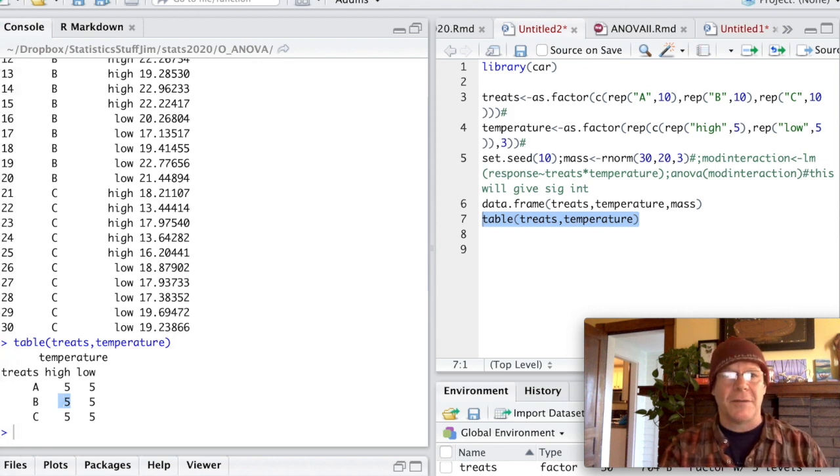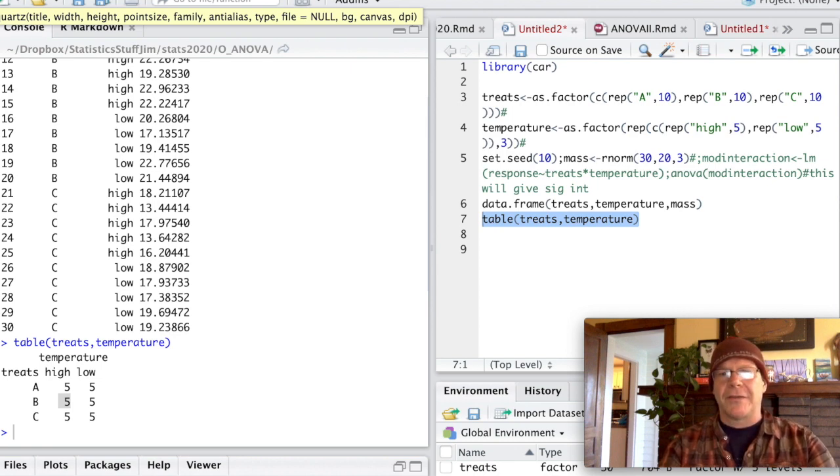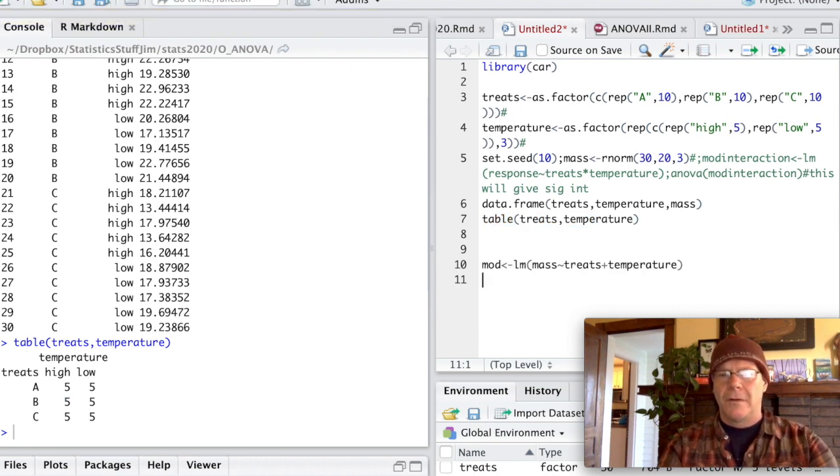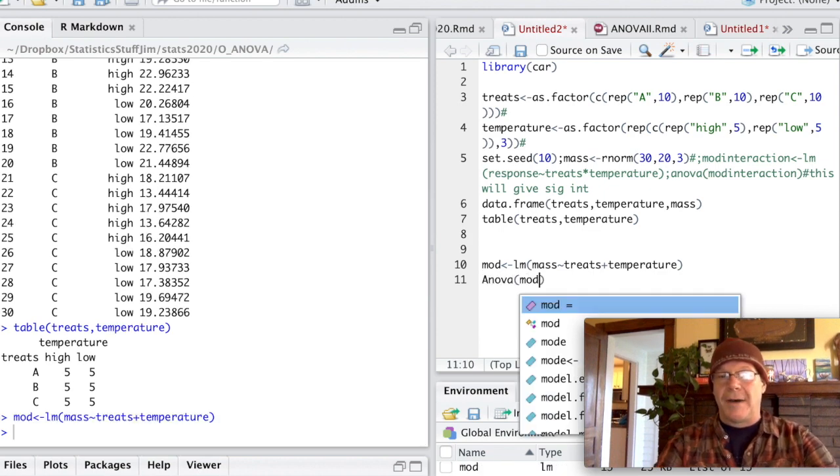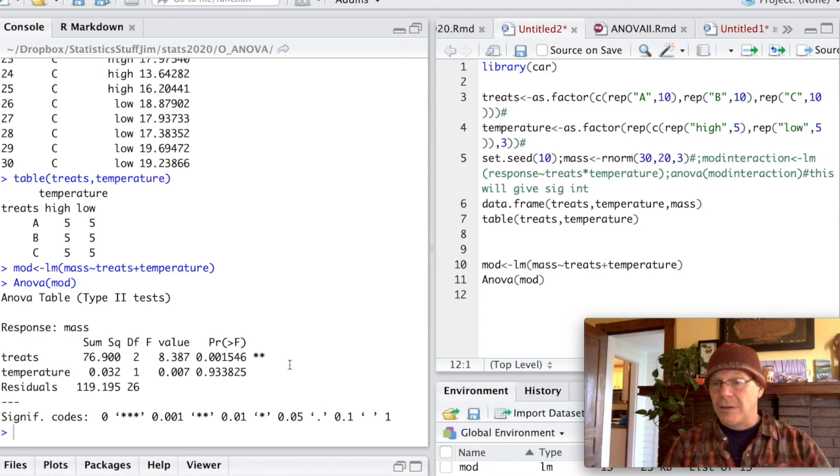So much like we did with the ANCOVA example, we can go ahead and make just a simple model. And here I'm just going to say the treatments and temperature are going to predict mass. And I'll go ahead and run that model, and I can run an ANOVA on that model. And what do I conclude from the hypothesis testing part of this? Well, I would conclude that treatments seem to be important. They should be included in the model, but temperature is not. And so let's look at exactly why that might be happening when we actually look at our data.